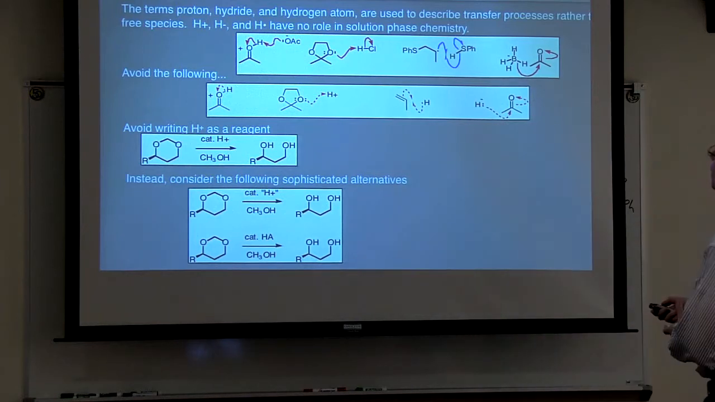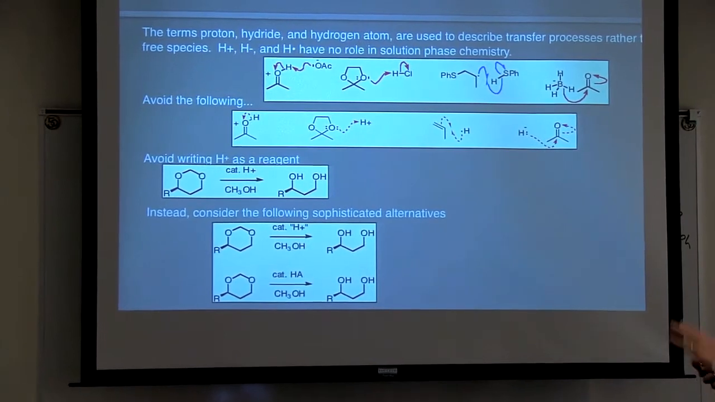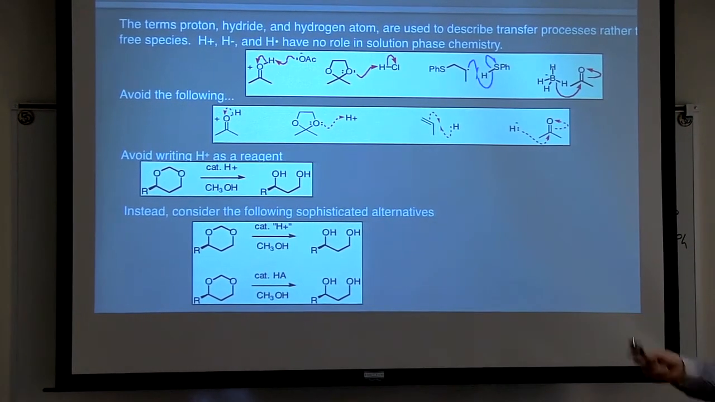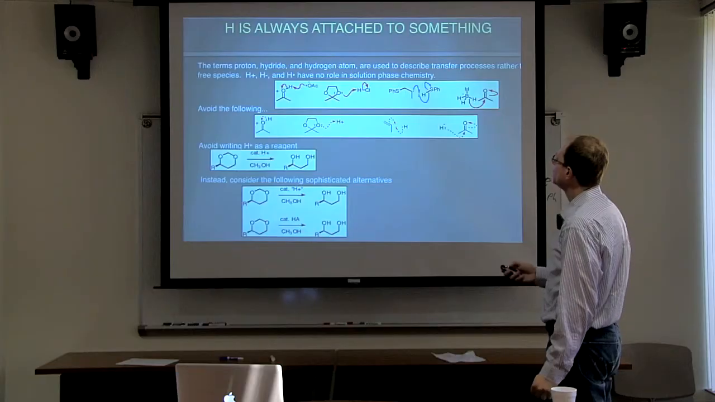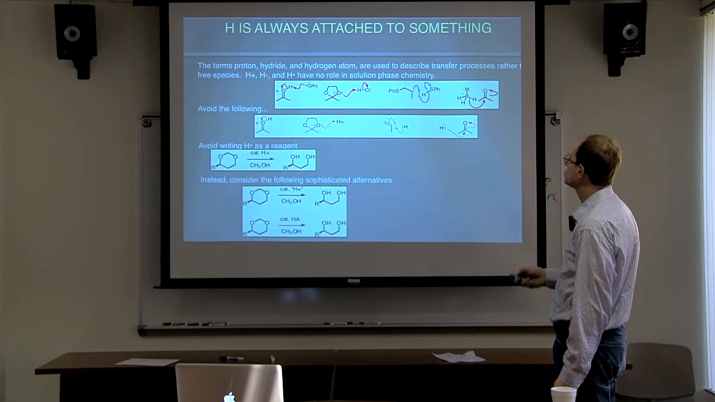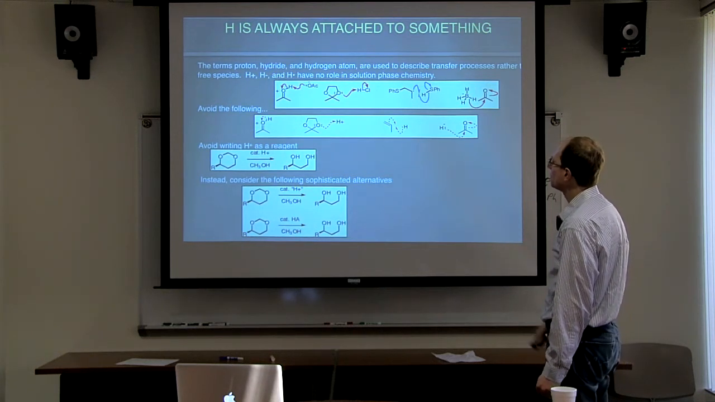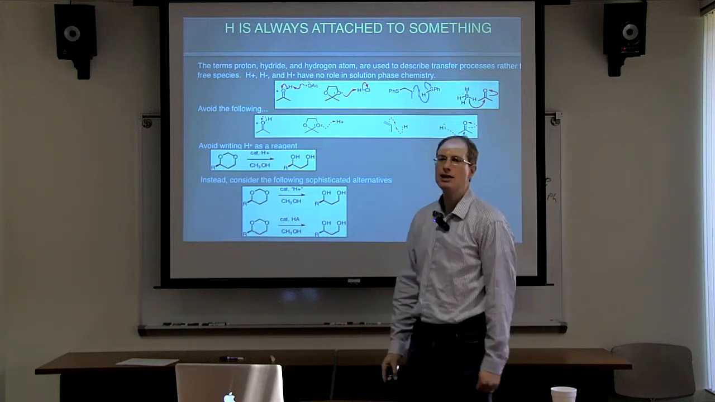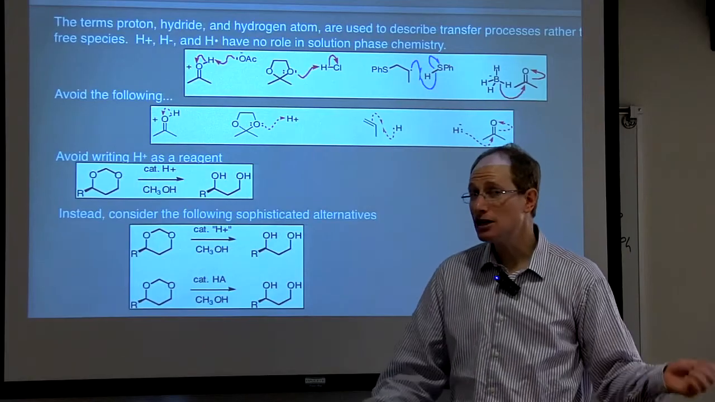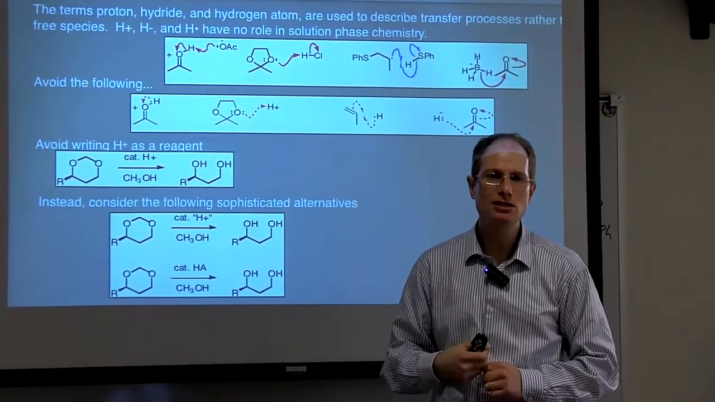Okay, so these terms, proton, hydride, and hydrogen atom, are three different depictions of the hydrogen atom, and they have three different meanings. They have totally different meanings. Okay, so H plus is the proton, H minus is the hydride, and H radical is the hydrogen atom. We don't find them just floating around like this in the chemistry that takes place inside cells. Protons aren't just floating around inside the cell. Rather, they are always attached to something.